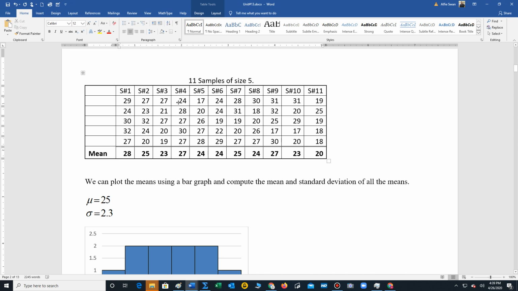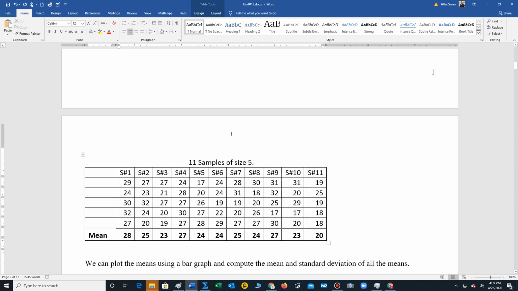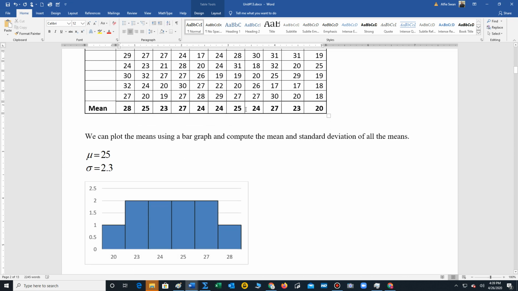Every time we collect a sample, there's always going to be typically a different value. Some values will repeat, but typically you're going to get different values. They're all going to be slightly different, but somewhat close to the actual mean of 25. If we were to plot these sample means and look at the distribution, we would have the following shape. It doesn't really say much. Somewhat symmetrical.